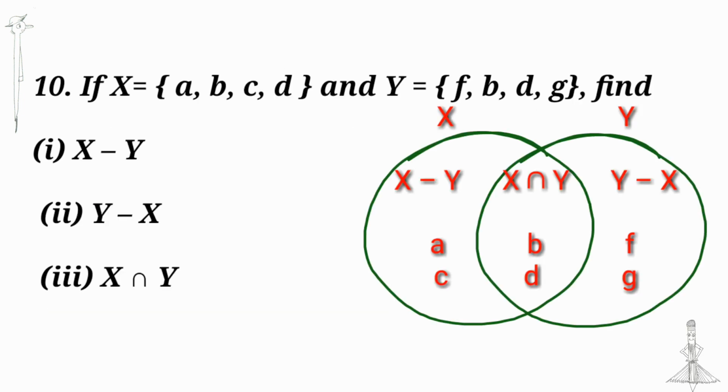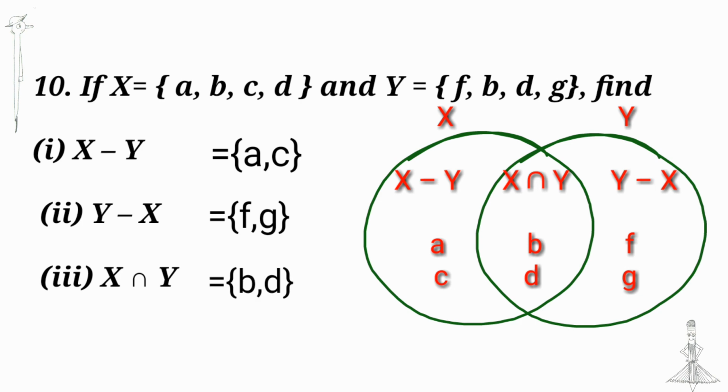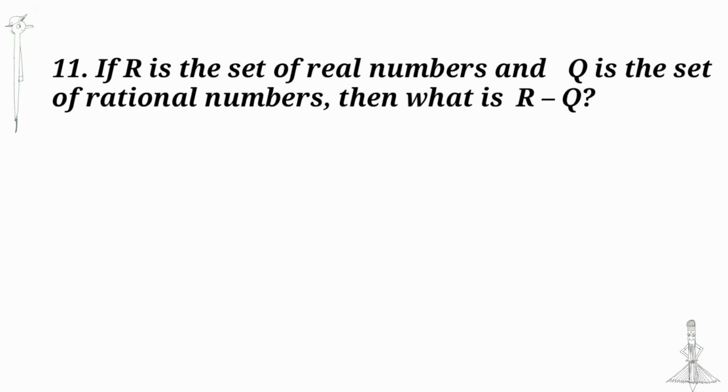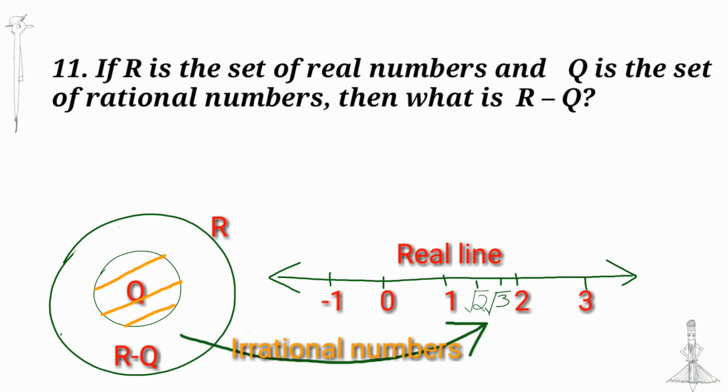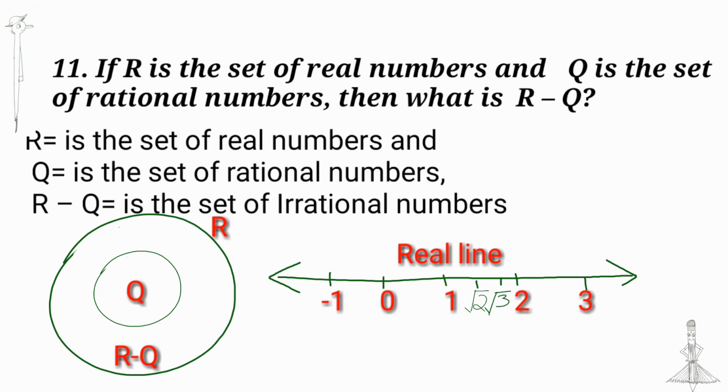Find X minus Y. X minus Y is equal to set {A, C}, Y minus X, set {F, G}, and X intersection Y, common to X and Y, we get a set {B, D}. If R is the set of real numbers and Q is the set of rational numbers, then what is R minus Q? Real numbers are the union of rational numbers and irrational numbers. When we subtract set of rational numbers from real numbers, we get a set of irrational numbers.